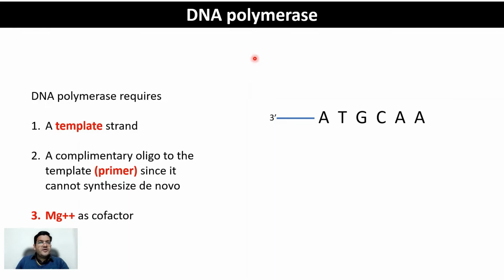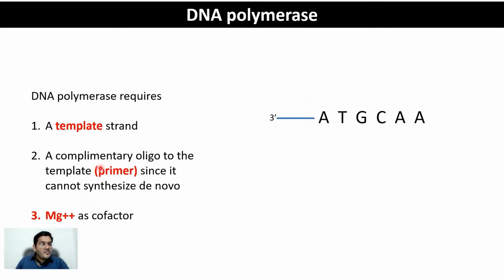So DNA polymerase is one of the key enzymes required for replication of DNA. Also, when you do an in vitro amplification in PCR, you would require DNA polymerase, right? And DNA polymerase has certain prerequisites for amplification of DNA. One, you must have a template strand, which is shown here. Second, DNA polymerase cannot extend a DNA sequence de novo. It requires a pre-existing oligo on which it can add complementary nucleotides based on what is present on the template here. So the second important requirement for DNA polymerase is a complementary oligo to the template.